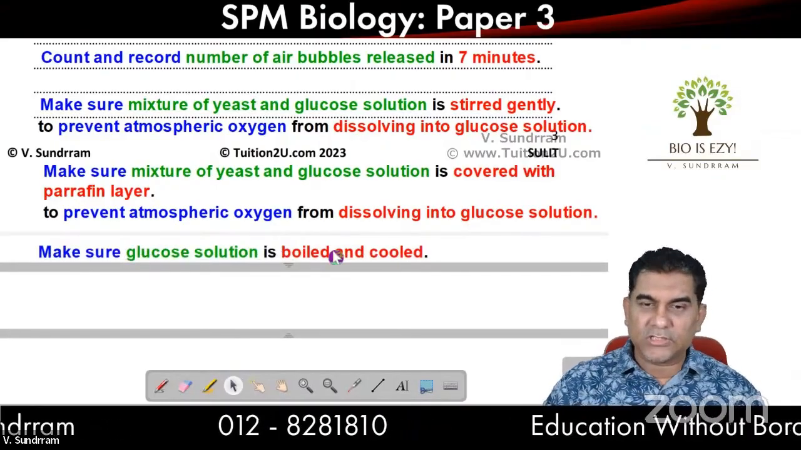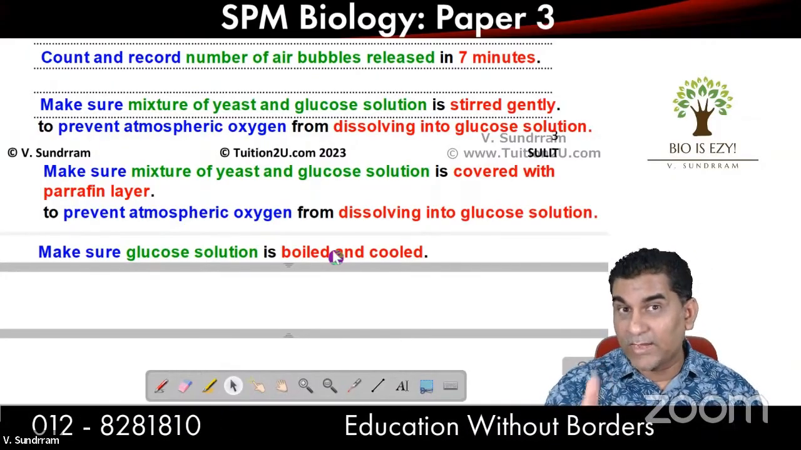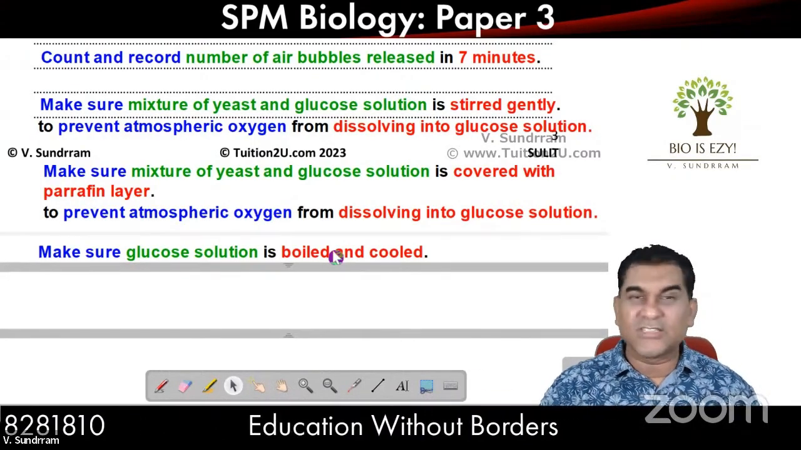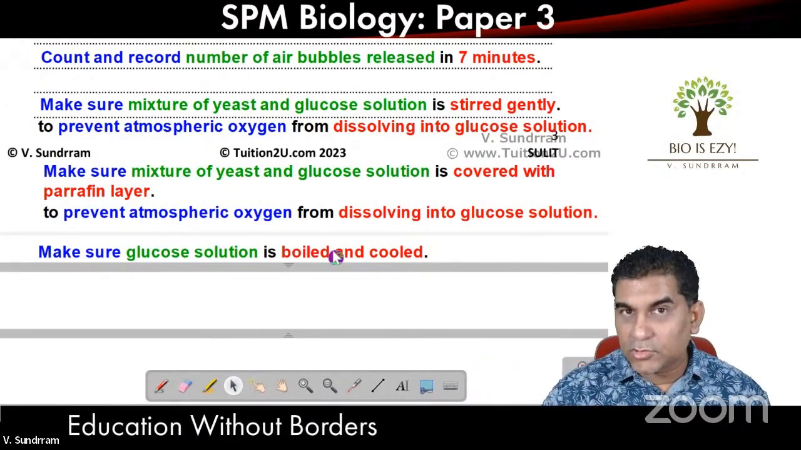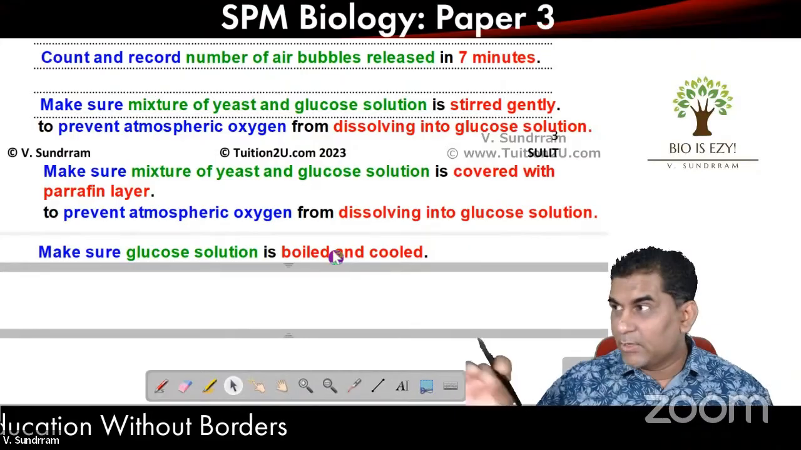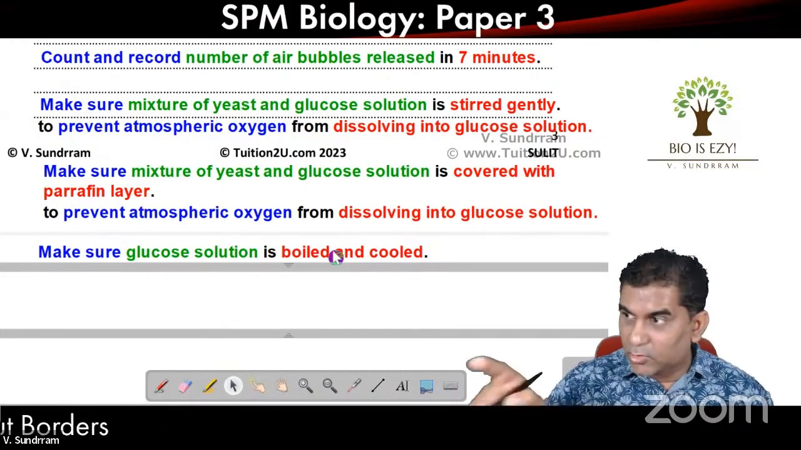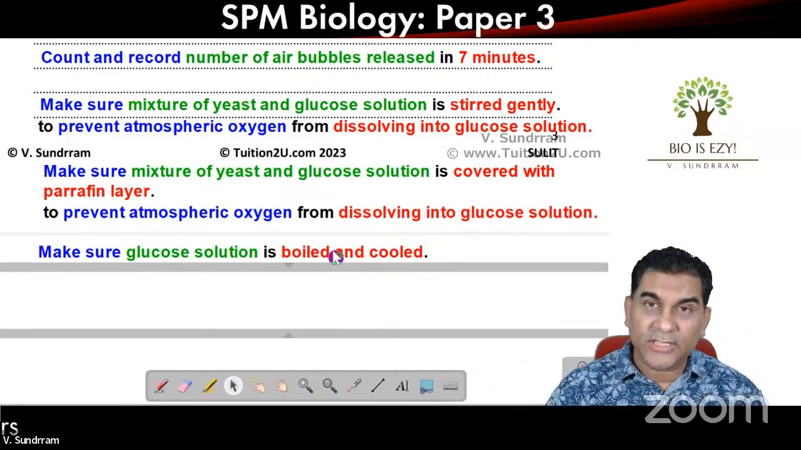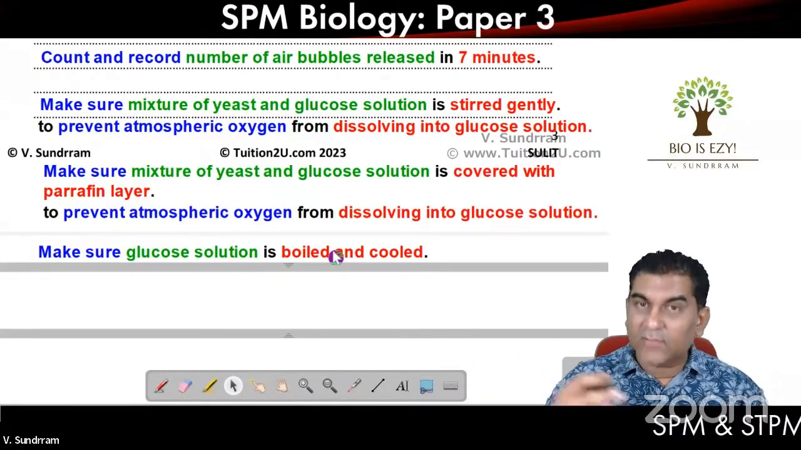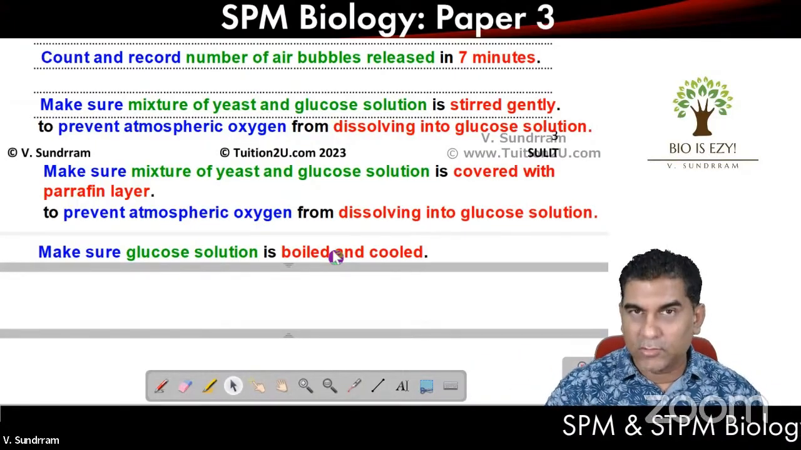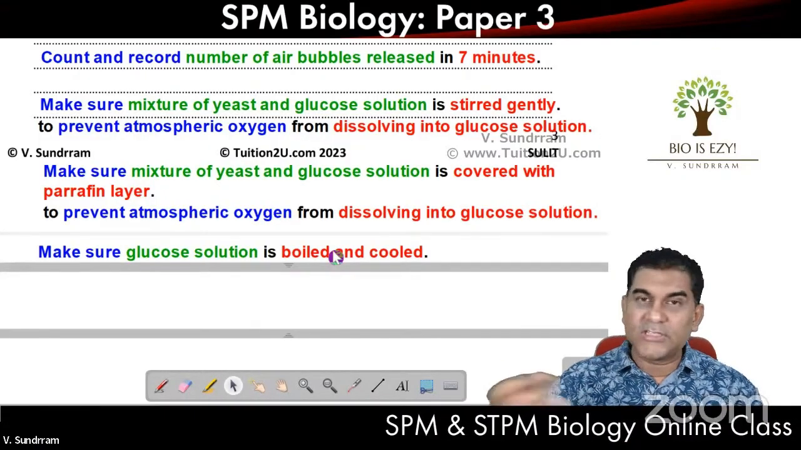Make sure the glucose solution is boiled and cooled. There are two reasons why you boil the glucose solution. One is the glucose solution may contain certain microorganisms that might affect the experiment. So by boiling the glucose solution, we can kill the microorganism. We can sterilize the glucose. But more importantly, we have to make sure the glucose solution we are using doesn't contain oxygen. So to enable the oxygen to be released out of the glucose solution, we have to boil the glucose and then you have to cool it, because if you're using a hot glucose solution, when you put the yeast, it will die.